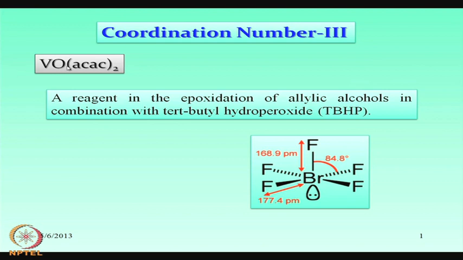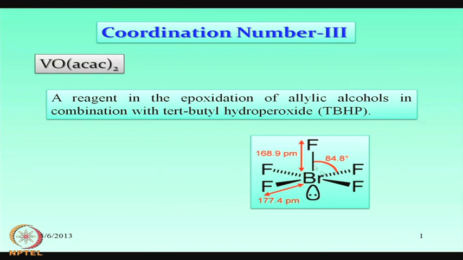So, this will also have a similar geometry corresponding to BrF5. Here the vanadium center is occupying the bromine position. This oxygen is occupying the axial position, which is double bonded to the vanadium center, and 4 other oxygen atoms of the acac ligand are occupying the 4 other positions in the equatorial square plane, giving rise to a VO4 plane in this particular case.